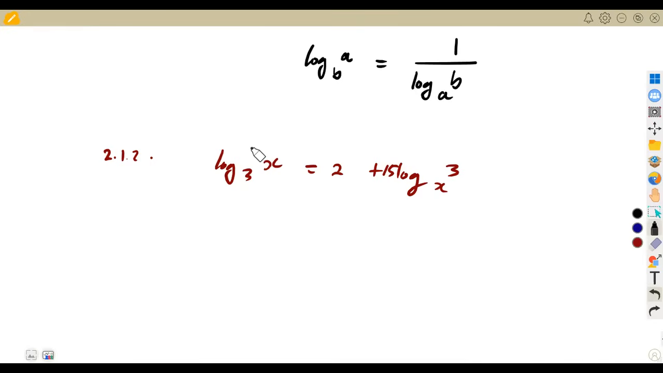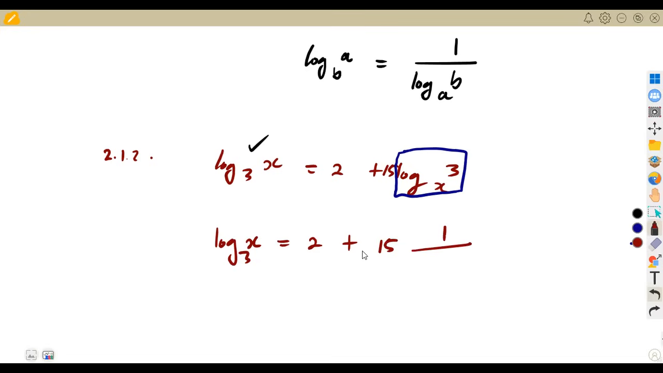So let us just leave this as it is. The logarithm of x in base 3 is equal to 2 plus, so I'm going to change this, the logarithm of 3 in base x, to be the same as the logarithm of x in base 3. How is that possible? I'm just going to introduce 1 over. The moment I write this as 1 over like this, it changes everything.